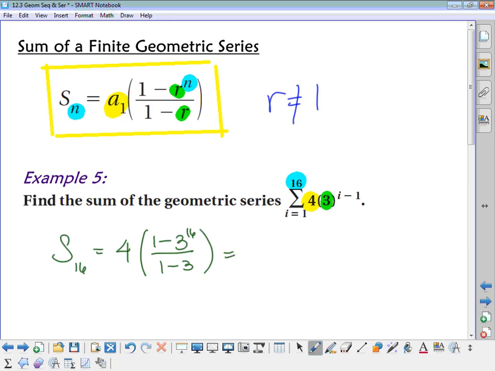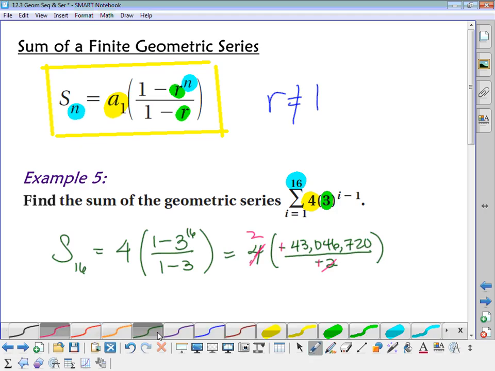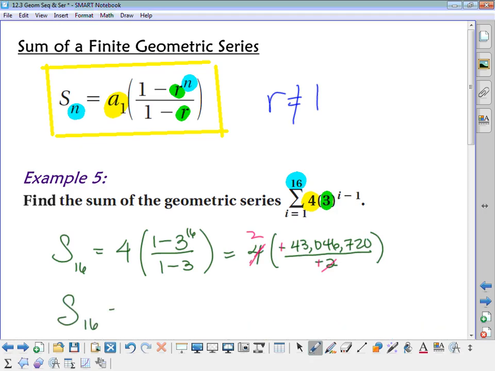So this is one you're going to want to use a calculator on because they're really big numbers. The 1 minus 3 to the 16th ends up being negative 43,046,720, and that's being divided by 1 minus 3, which is negative 2. I can reduce that. 2 goes into 4 twice, and the negatives cancel each other out. And so the sum ends up being 86,093,440.